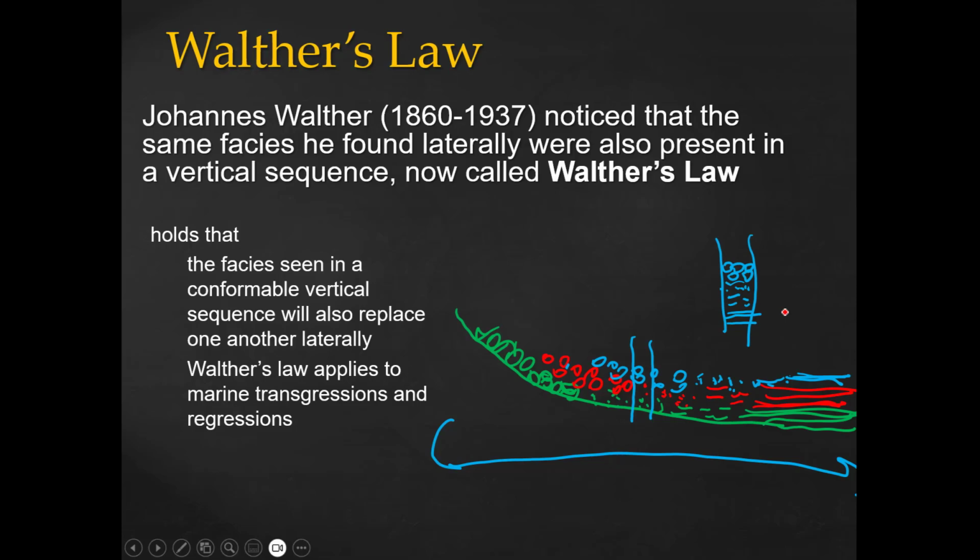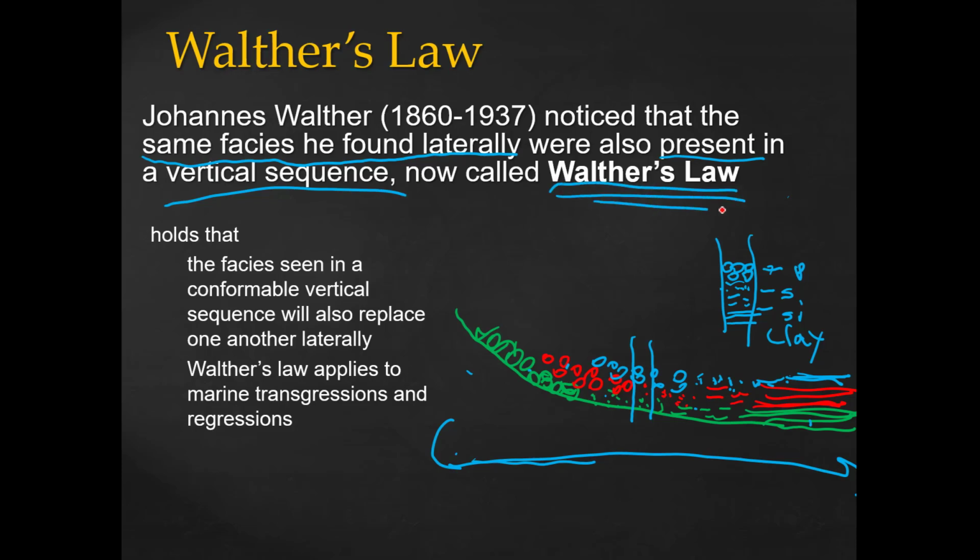So if you see the different facies in the borehole, you can see that it's the same kind of sediments as if you walked along this whole basin. You're going to see the pebbles, the sand, the silt, and the clay. But if you just drill one borehole, you're going to see the same thing. Therefore, you don't have to walk so much. So he noticed that the same facies that formed laterally were also present in the vertical sequence. And this is what we call Walther's law.